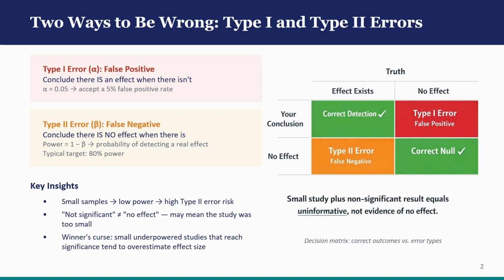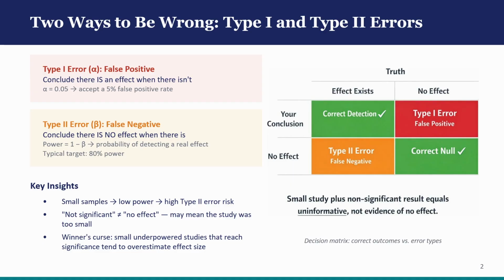If a study has 30% power, common in small veterinary trials, it will produce a non-significant result 70% of the time, even when the treatment genuinely works. That's not science. That's noise with a p-value attached.